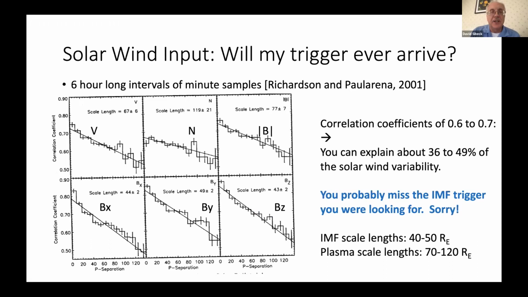How about correlation lengths? Here, plasma and magnetic field parameters have been correlated over different scale lengths in the solar wind using minute data, and the correlation coefficients are only 0.6 to 0.7, which means you're only explaining 36 to 49% of the solar wind variability. So if you're looking for a solar wind trigger and you're using a monitor at the L1 libration point, there's a good chance you're going to miss it, or you're going to pick something that didn't really come to Earth. It's a risky business. These are the scale lengths for solar wind features that were derived by Richardson and Paularena in this study. And these distances are comparable to those that L1 monitors lie off the Sun-Earth line.